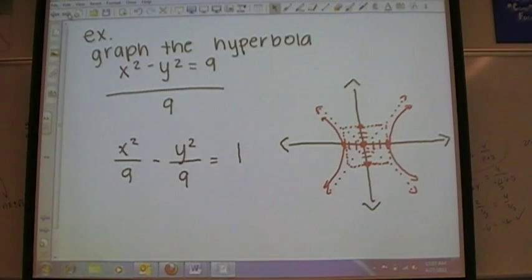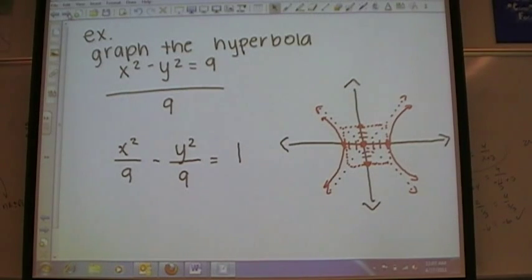But that's all you have to do. Again, that's the easier way to graph it rather than making a table. A table to me is more complicated because you've got to solve for y, take square roots, plus, minus, and all that fun stuff, and come up with decimals.